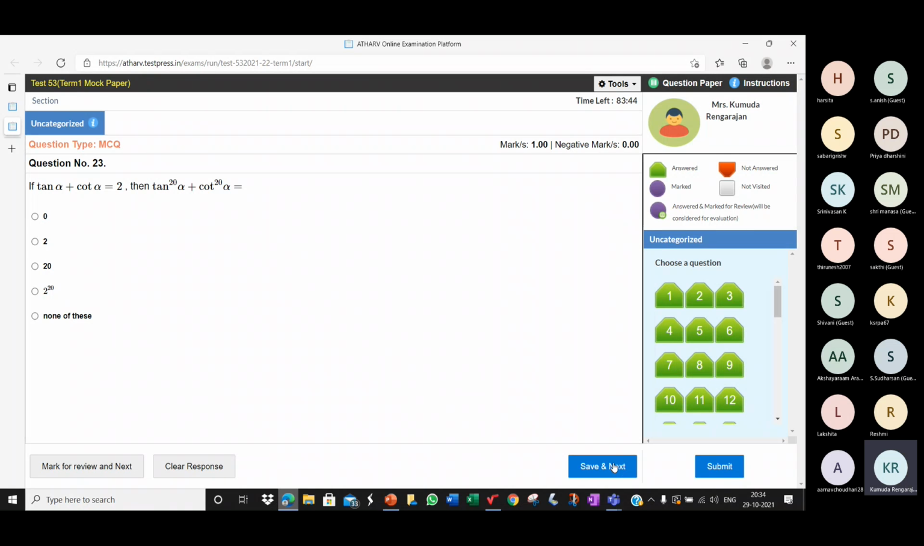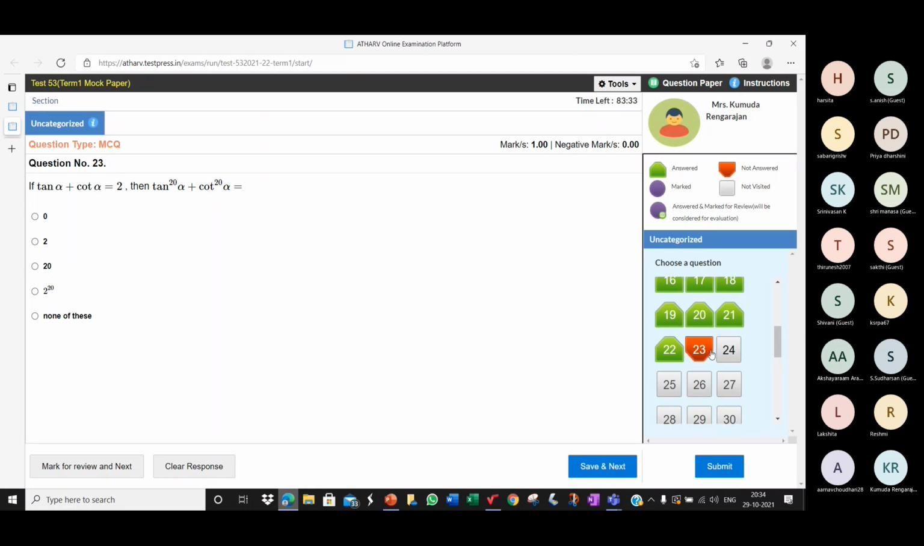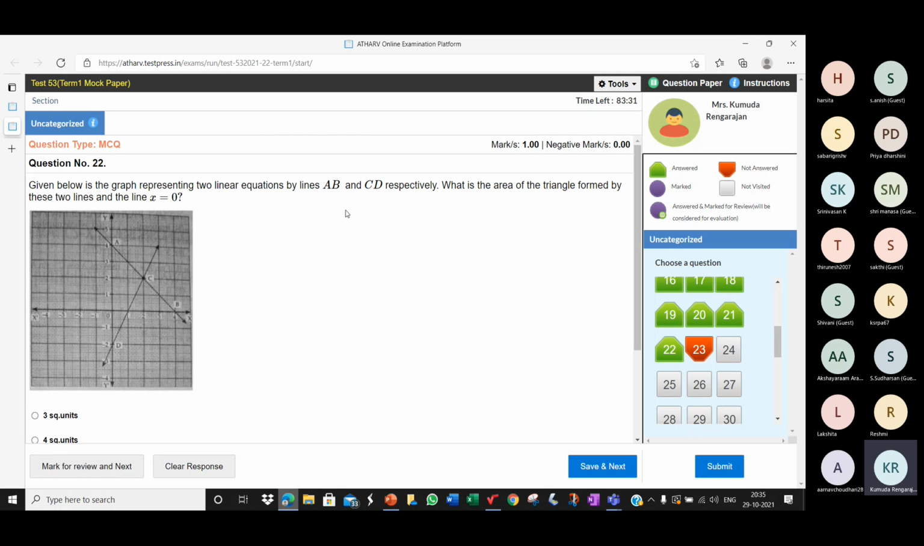If tan alpha, yeah, tell me. Ma'am, for the previous one, which one did we choose the base on, x-axis or y-axis, ma'am? X is equal to 0 is the equation of the y-axis. So we have to take the base as the y-axis. This is the triangle with the y-axis. All right? Yes, ma'am, got it, ma'am.